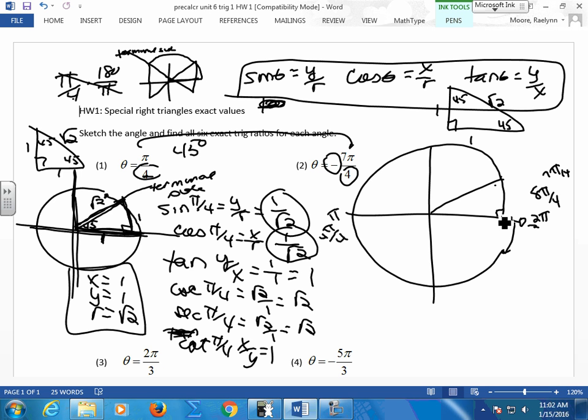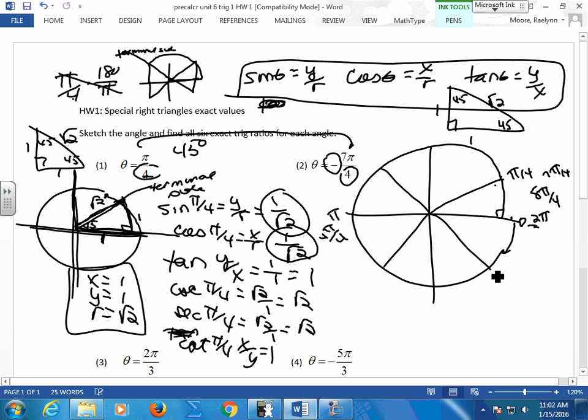Watch up here for a second. This is 0. This is pi over 4. Isn't each quadrant cut by 45 degrees? They're 90, so isn't it 2 45s? So here's my pattern. This is 2 pi over 4. This is 3 pi over 4. This is 4 pi over 4. 5 pi over 4. 6 pi over 4. 7 pi over 4. 8 pi over 4.